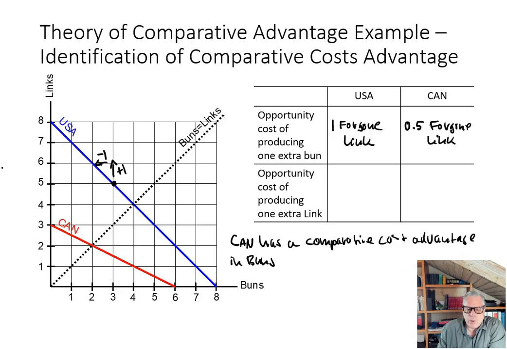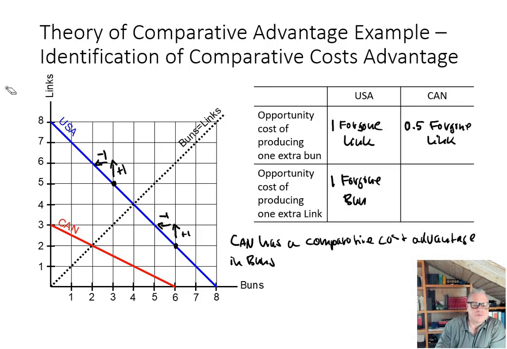So that's -1. And again, I could do that on every point on that curve, we'll get the same result. Because let's say if the United States currently produced 6 buns and 2 links, and it wants to produce 3 links, then it would have to give up, again, -1 bun. So the opportunity cost of producing 1 extra link is, for the United States, again, 1 foregone bun.